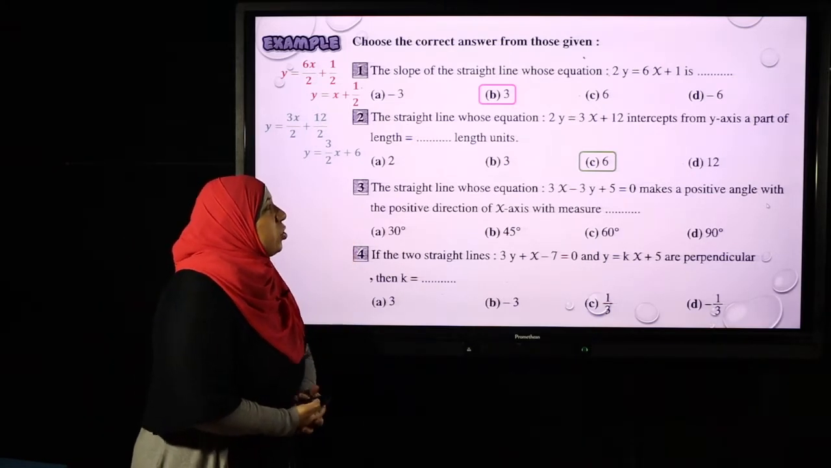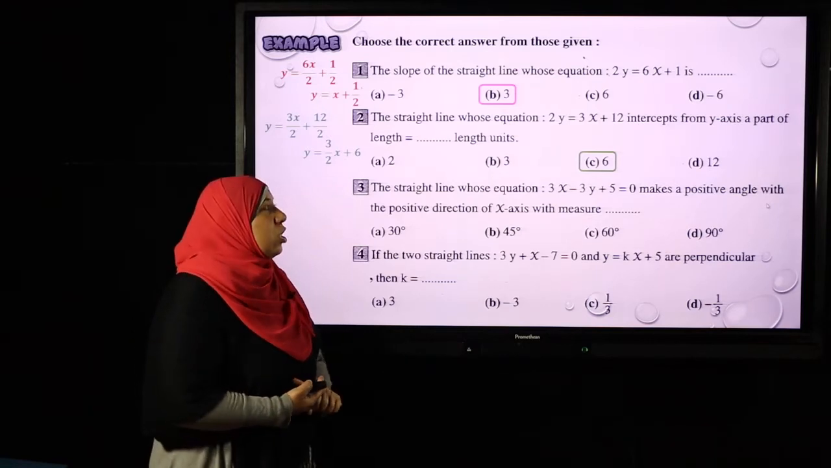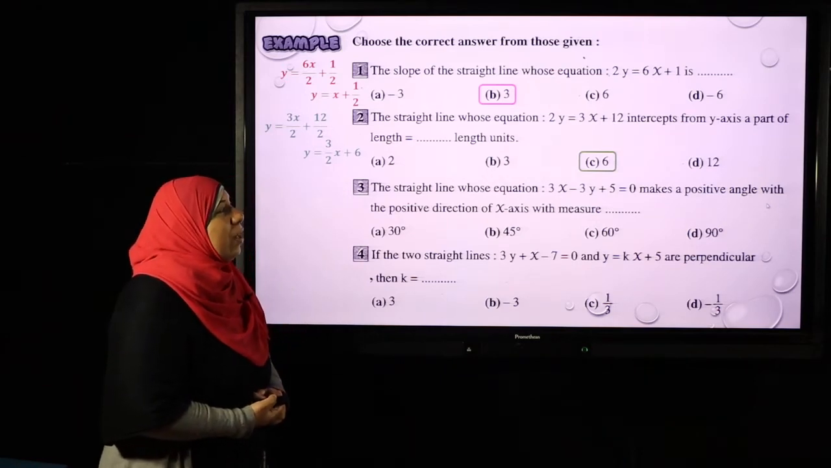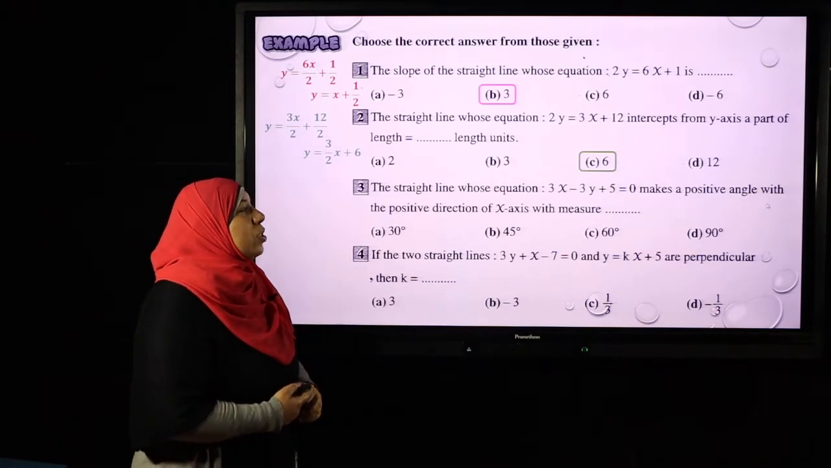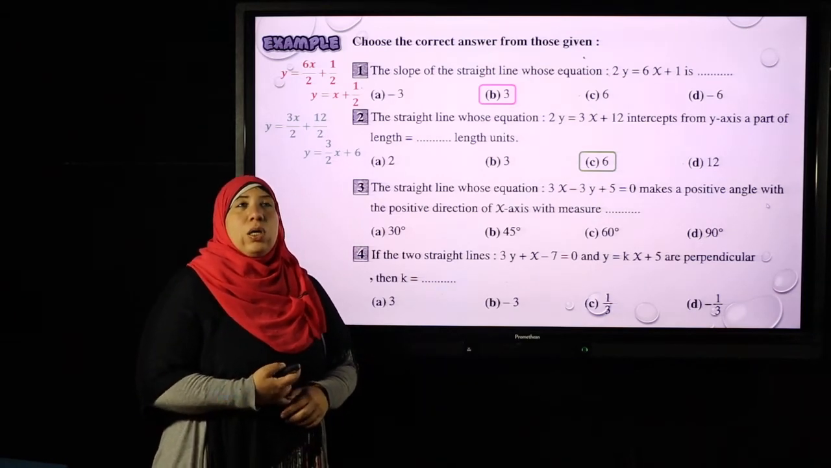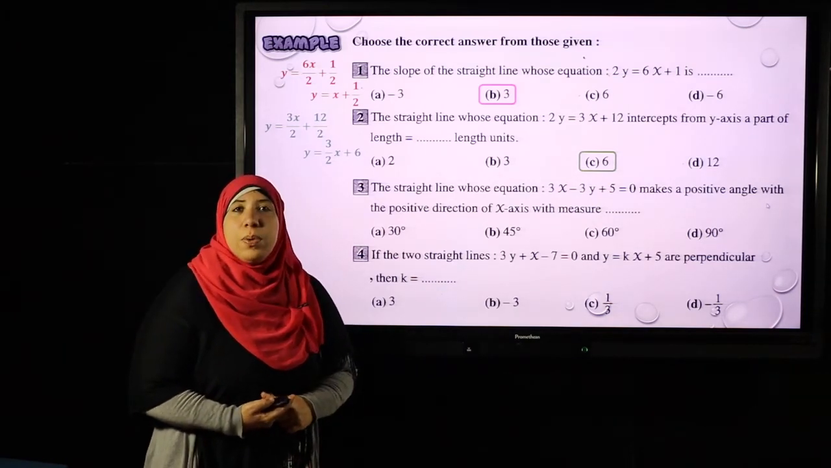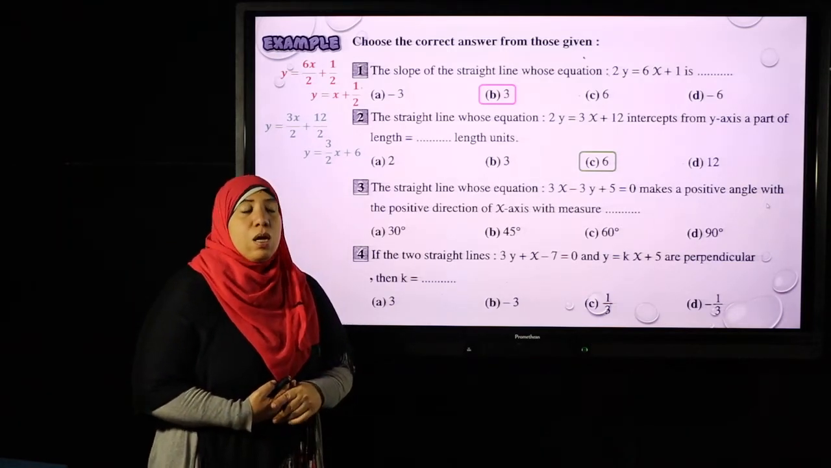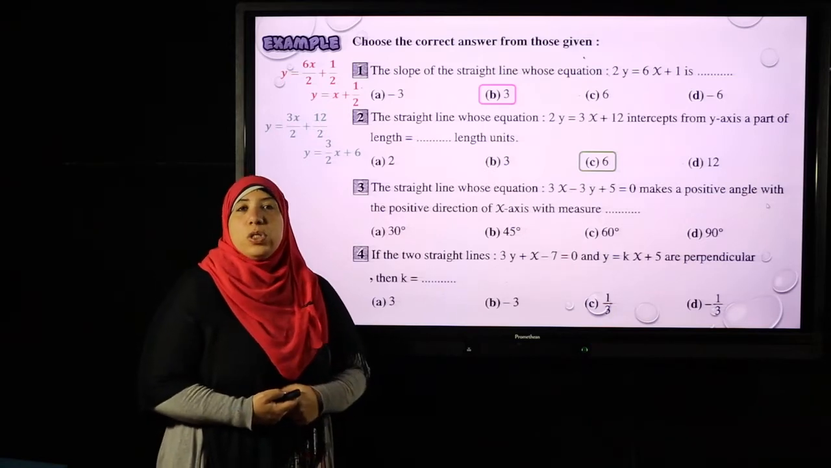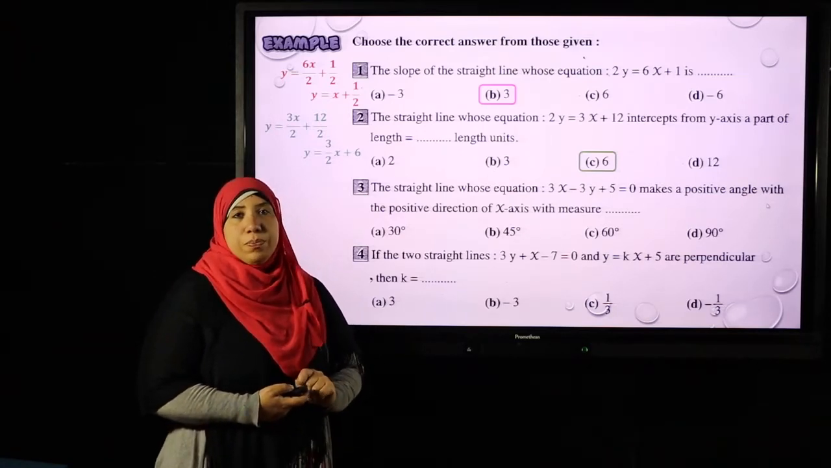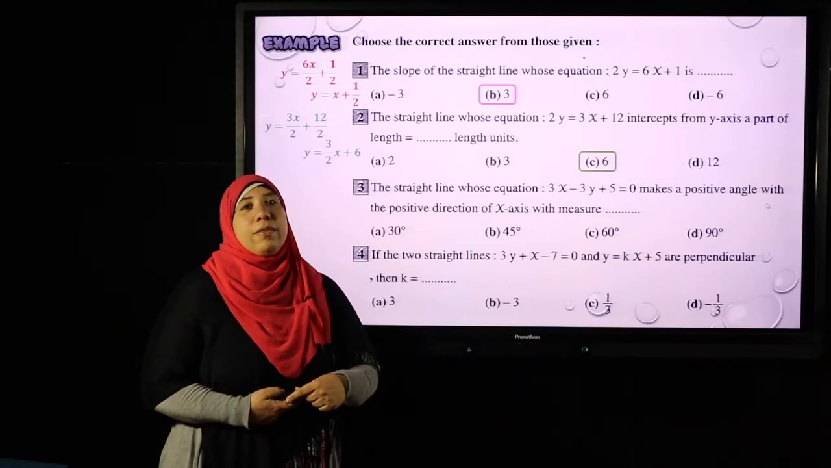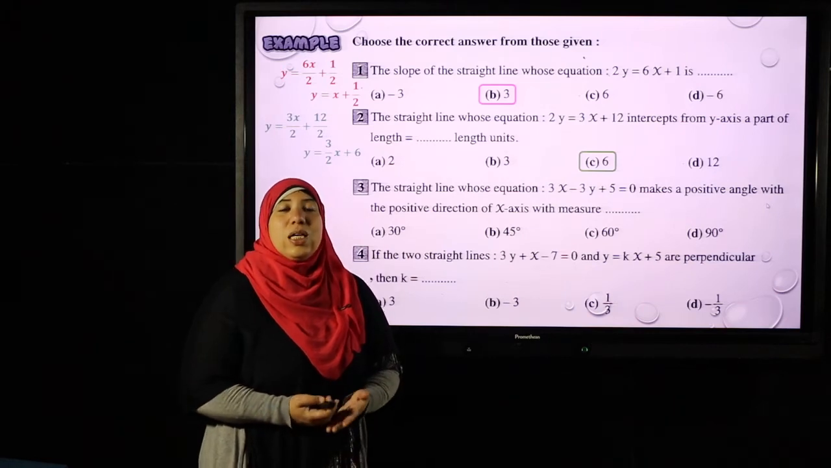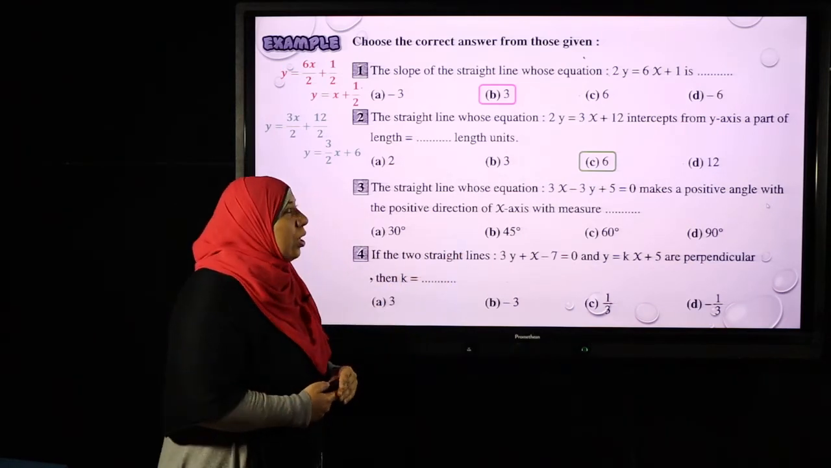Number 3, the straight line whose equation is 3x minus 3y plus 5 equals 0 makes a positive angle with the positive direction of x with what measure? If you remember in the slope, we say that to find the measure of the angle made by the straight line and the positive direction of x, we need the slope to take shift tan of the slope. Now, to find the slope, I have an equation.